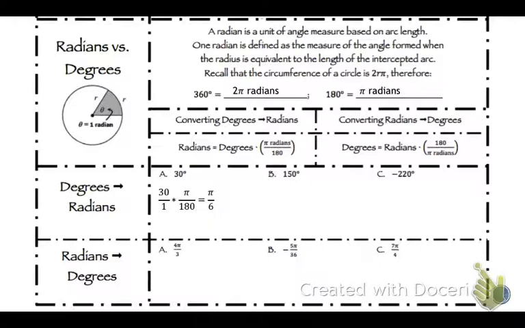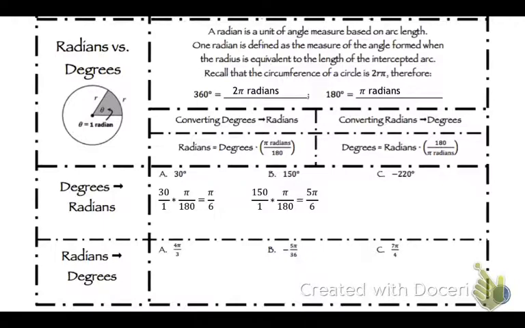Okay, let's look at B. So we have 150 times pi over 180. Put that over 1. Multiply straight across. So we have 150 pi over 180. 10 goes into both of those, so that reduces to 15 pi over 18. 3 goes into 15 5 times. 3 goes into 18 6 times. So 150 degrees is 5 pi over 6 radians.